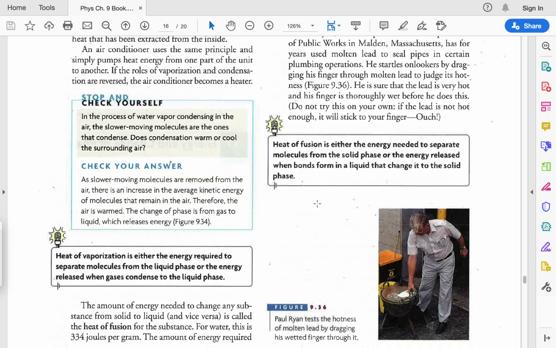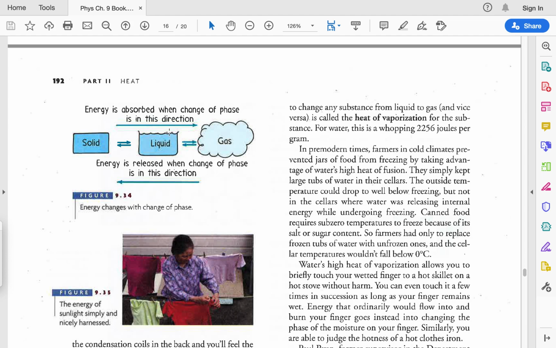And so we call the energy to go from liquid to gas, because you have to add energy to the liquid, so you have to heat up the liquid, so you need energy. This is called the heat of vaporization. For water, this is 2,256 joules per gram. Okay, so that's very important to know. 2,256 joules for 1 gram.